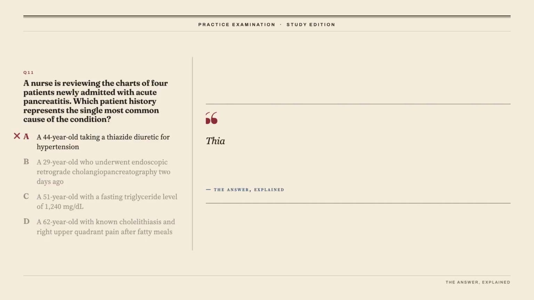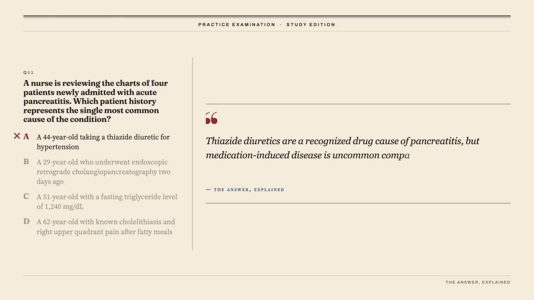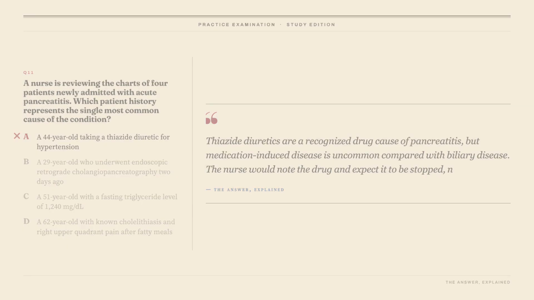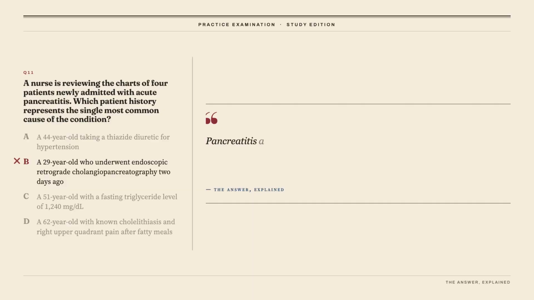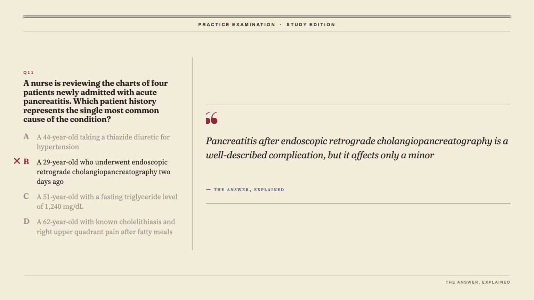A is wrong because thiazide diuretics are a recognized drug cause of pancreatitis, but medication-induced disease is uncommon compared with biliary disease. The nurse would note the drug and expect it to be stopped, not treat it as the typical cause. B is wrong because pancreatitis after endoscopic retrograde cholangiopancreatography is a well-described complication, but it affects only a minority of patients undergoing the procedure. It is a known cause, not the leading one.